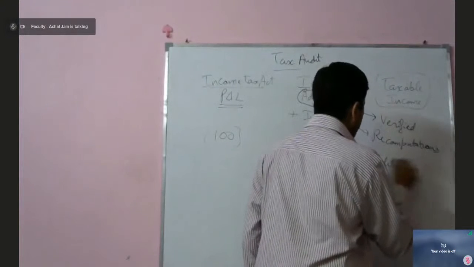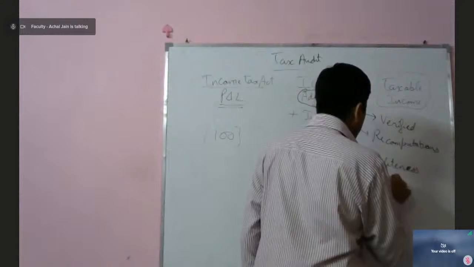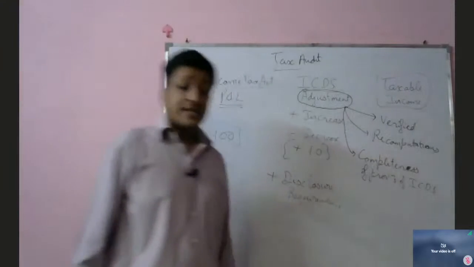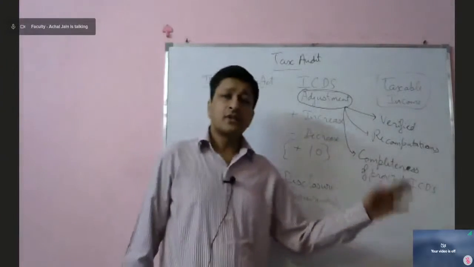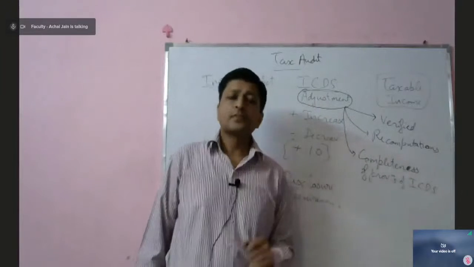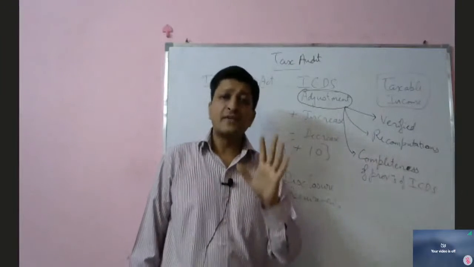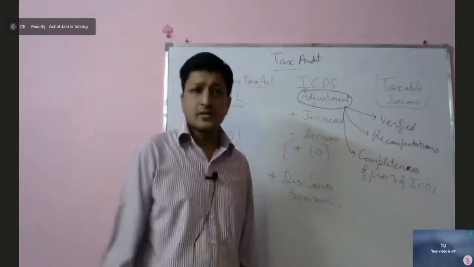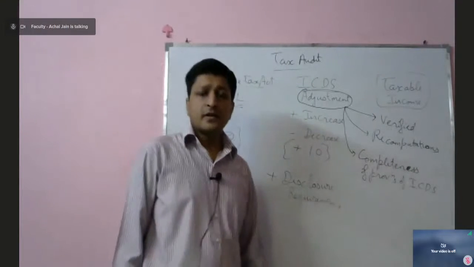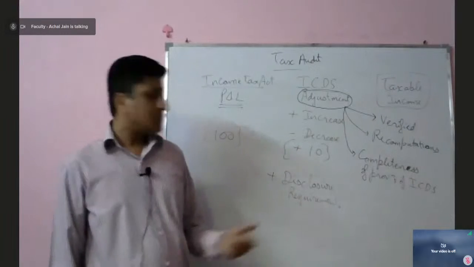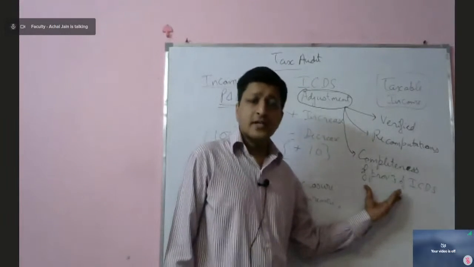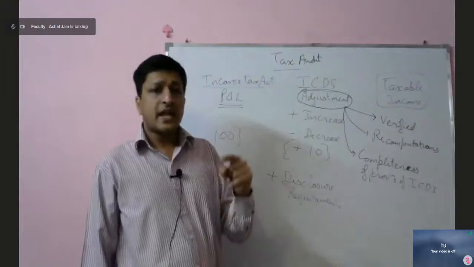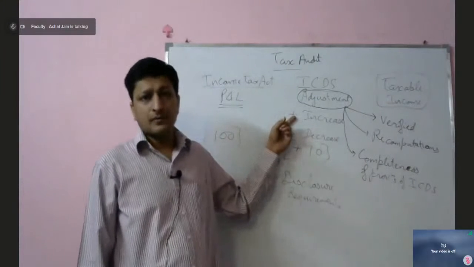Now, completeness would mean completeness of provisions of ICDS. ICDS is a standard. So let's suppose ICDS has 5 requirements. I'm talking about any one ICDS. But the management has only considered 4 points; the 5th is ignored by the management. So how will the auditor get to know about this? Only when the auditor has knowledge of ICDS and is able to check whether each and every requirement of ICDS has been considered appropriately by the management or not.